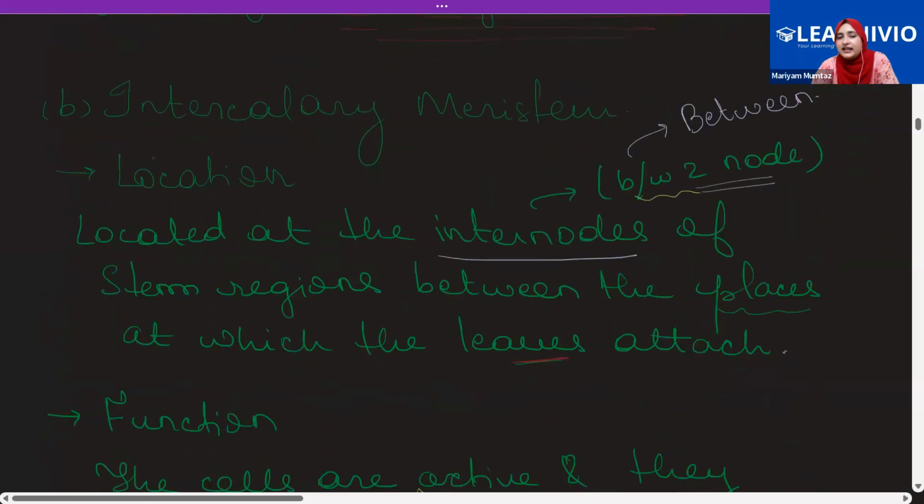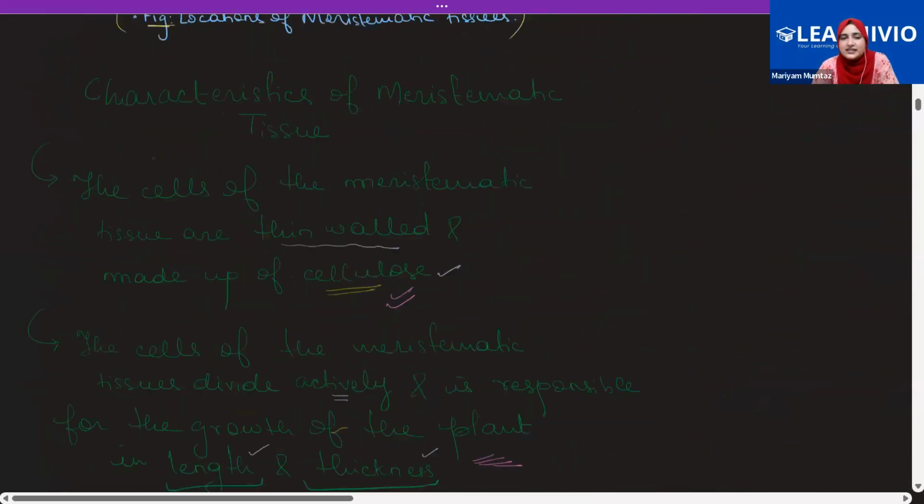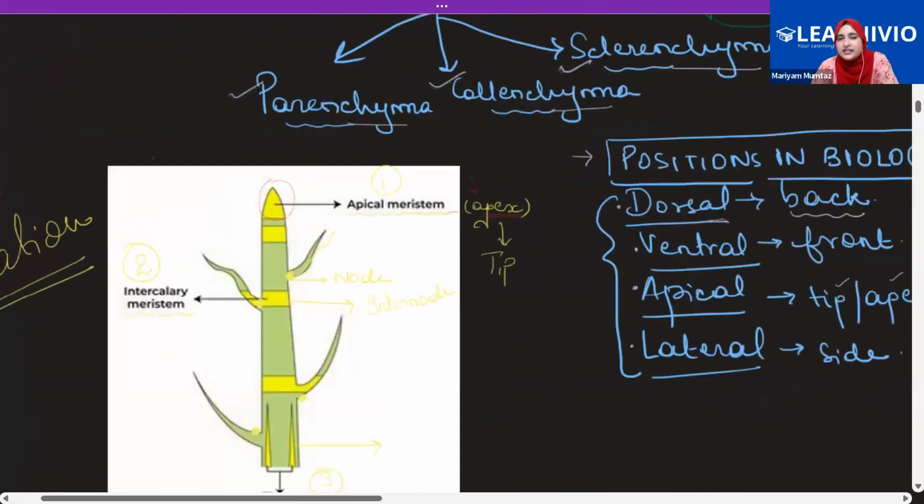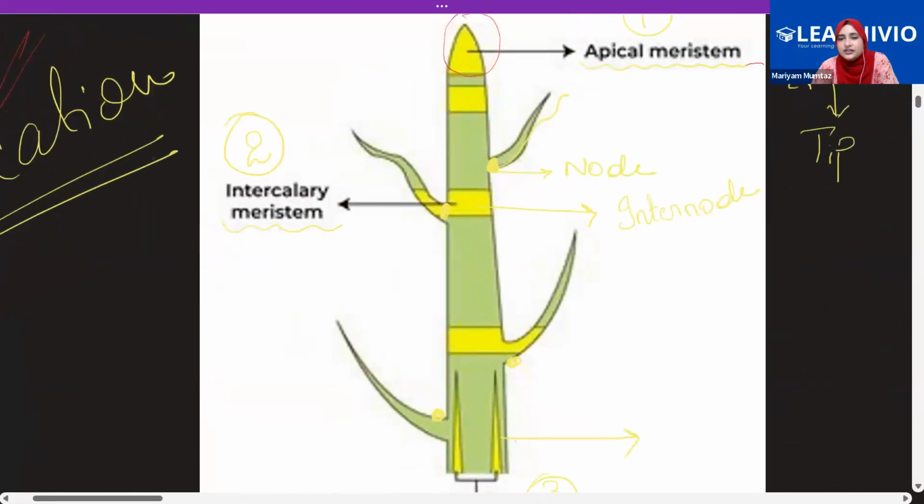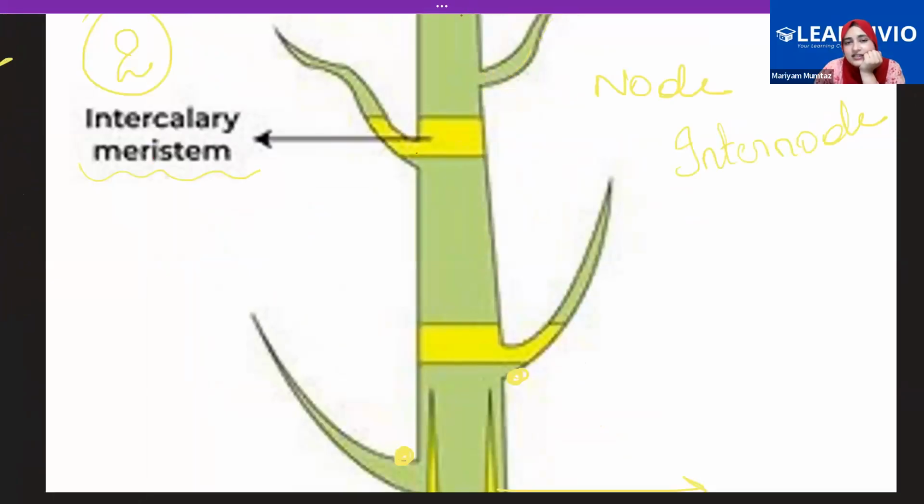Now, the second meristem is the intercalary meristem. See, in this picture, where is the intercalary meristem? You see this portion from where the branches are arising. Do you see that? Yes, ma'am. Here the branches are arising, here the branches are arising.